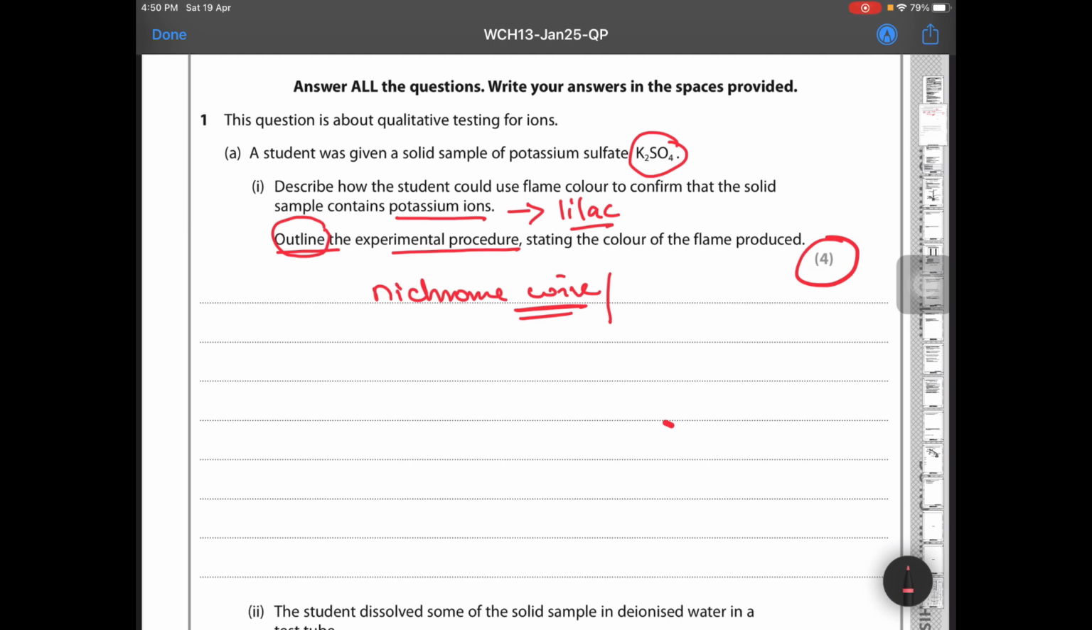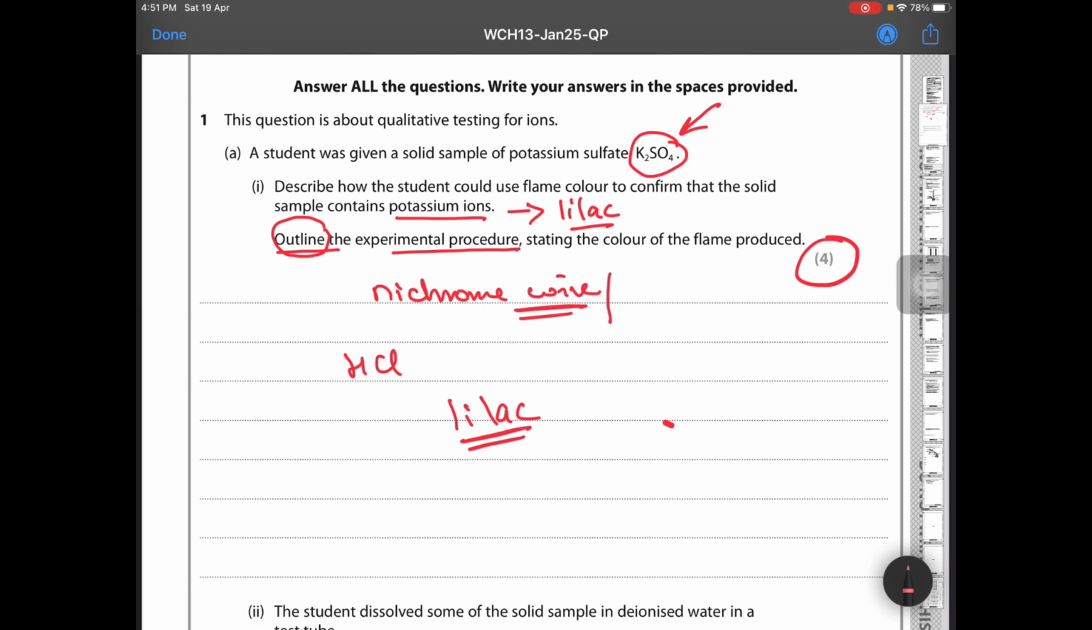So you're going to use nichrome wire, and then the next part is you're going to make a paste of your sample. You need to add a few drops of HCl to your sample to make it into a paste, like a kind of solution, so the sample can easily stick on your nichrome wire. Then you take your nichrome wire, which already has the sample on it, and place it in the flame. And if you see a lilac flame color, this is the confirmation test of potassium ion.